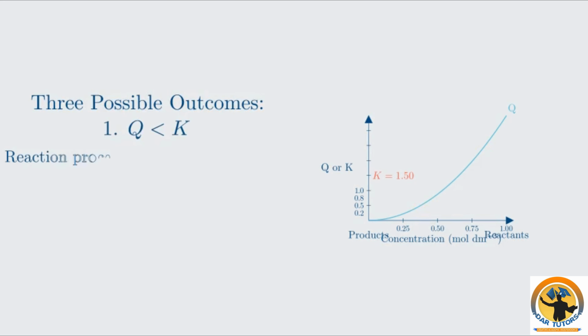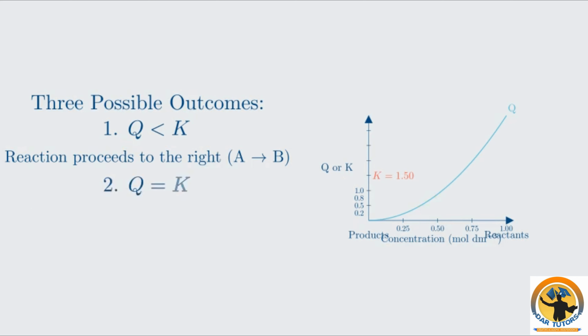First, if the value of Q is less than K, this means the system has a lower ratio of products to reactants than it would at equilibrium. To increase this ratio and reach equilibrium, the reaction must proceed in the forward direction, creating more products and consuming reactants. We say the reaction shifts to the right.